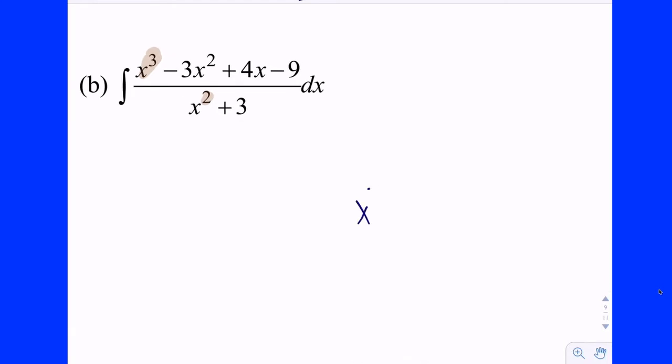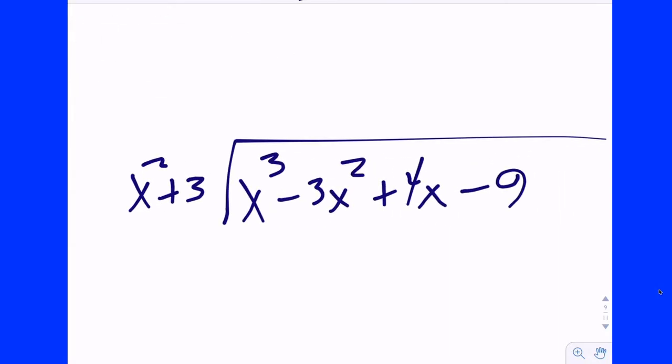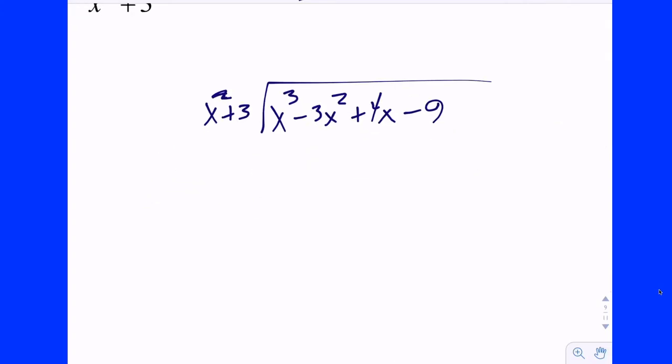All right, so x cubed minus 3x squared plus 4x minus 9, and then x squared plus 3. All right, x squared goes into x cubed how many times? Well, it goes in one time being 1x time, right? So it's really x cubed over x squared, which simplifies to x. That's what you're doing. You're basically looking at those leading terms. So it goes in x times, really.